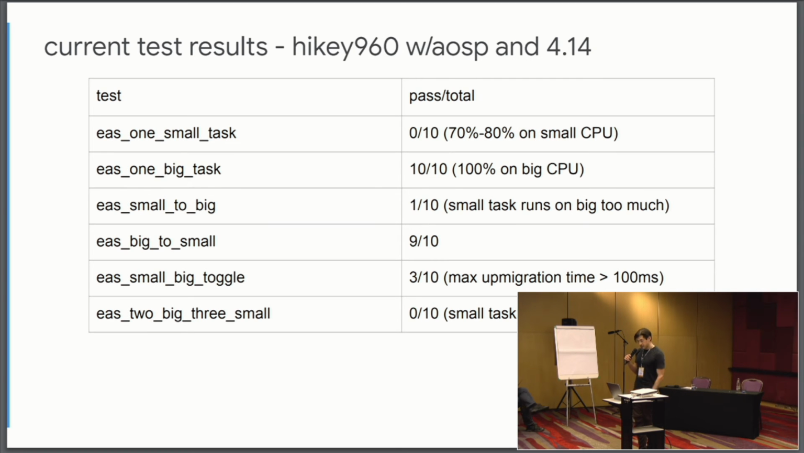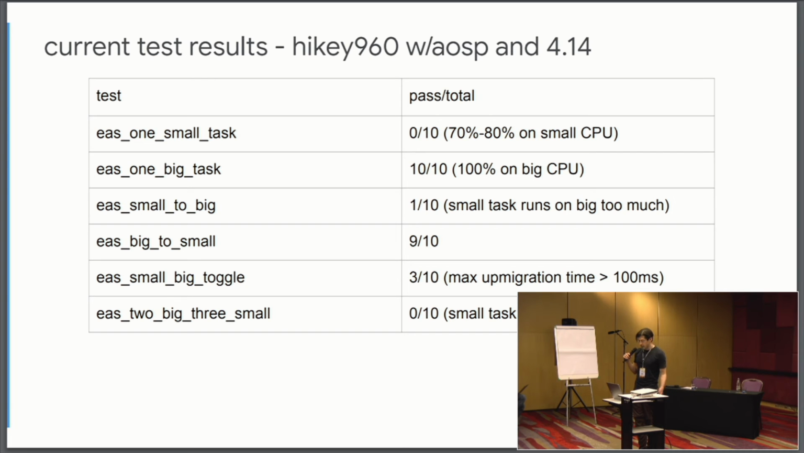So HiKey960, basic one small task test. The threshold for that is 90%, which is what I had set it at, and we're not meeting that. One thing to keep in mind here, of course, is that HiKey960 is not a commercially tuned platform, right? So that's something to keep in mind with these numbers, and whether we're going to meet the same kind of thresholds that we can meet with a commercial target. I don't know.